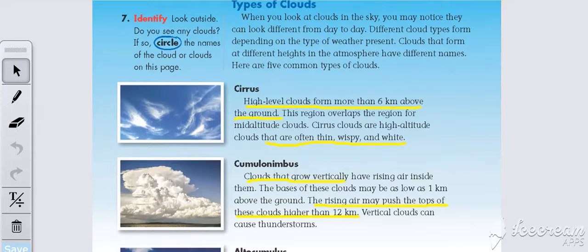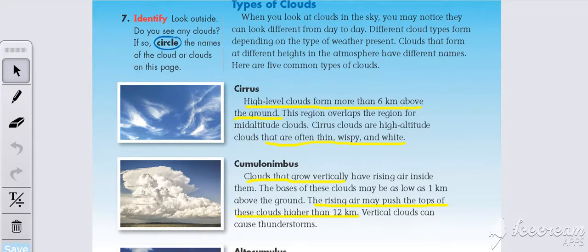As you see, there is no one shape for the clouds. There are many shapes. And there are many types also, as you heard in the video. Cirrus, cumulonimbus, altocumulus, stratus, and fog. Yes, the fog is a type of the clouds. The cirrus is a high-level cloud that can be formed more than 6 kilometers above the ground. By the way, they are often thin, wispy, and white.